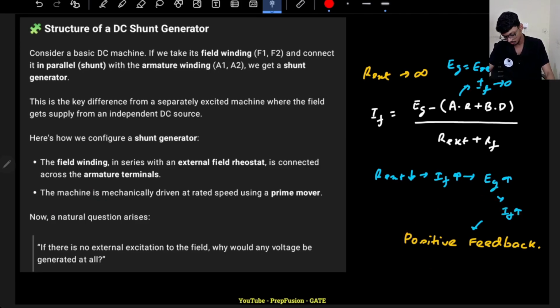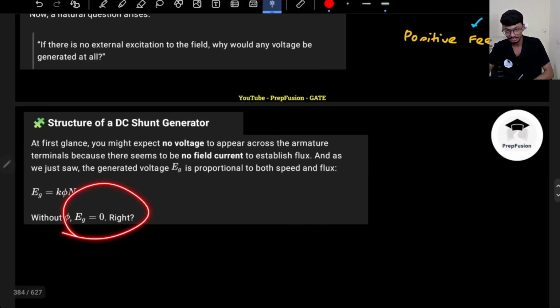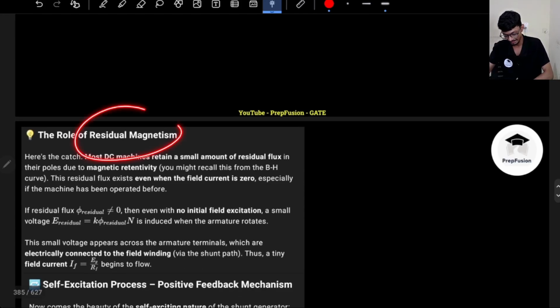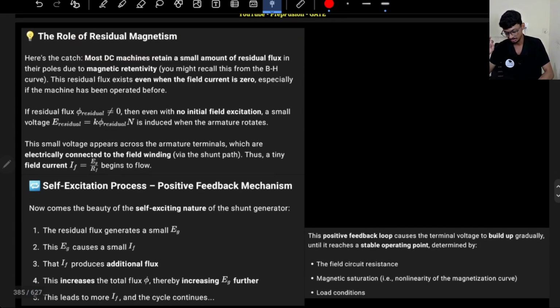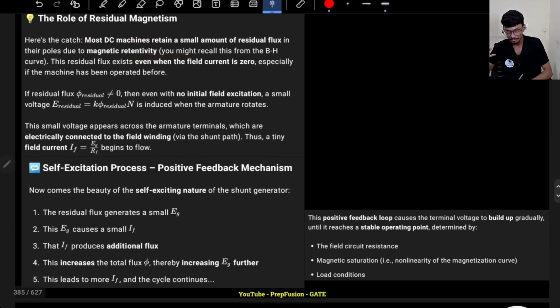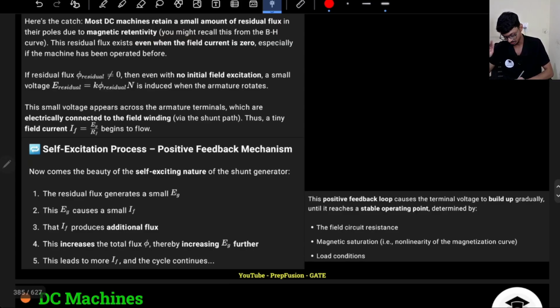For the students who don't know, if armature current is 0, then field current will be 0, then they will assume that there is no flux, so flux will be 0, then Eg will be 0. But we have already discussed that there will be residual magnetism. That's why we studied this residual magnetism in the separately excited machine. So residual magnetism will help in initially generating some voltage, and slowly the build-up process will happen.